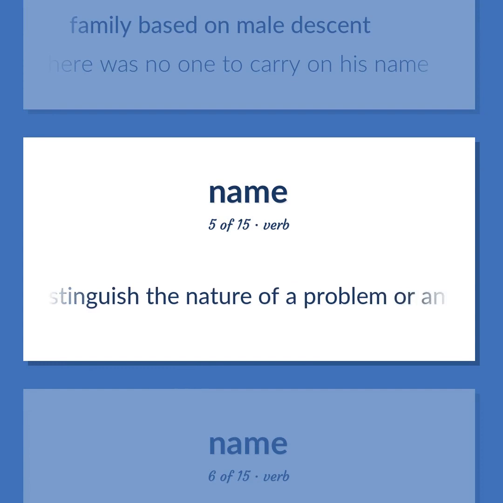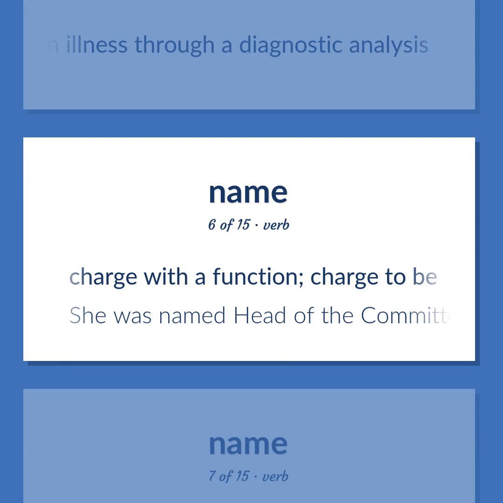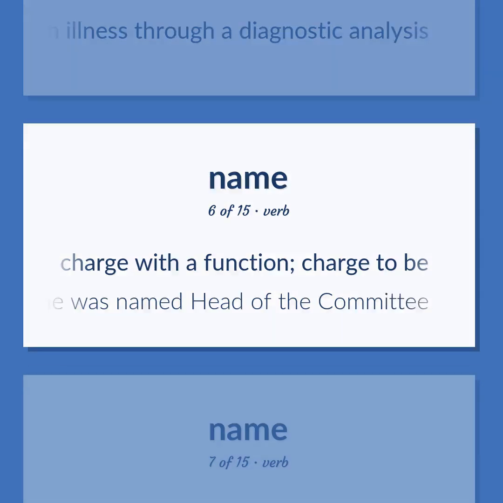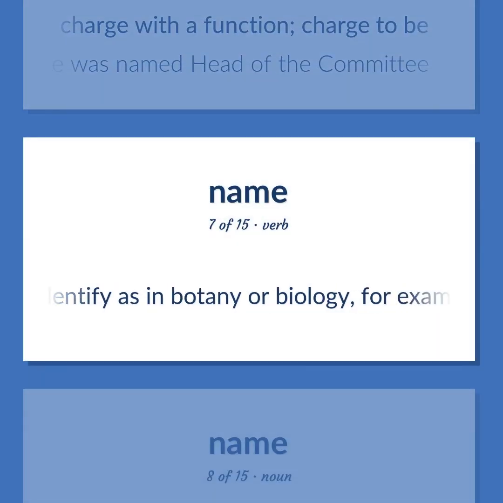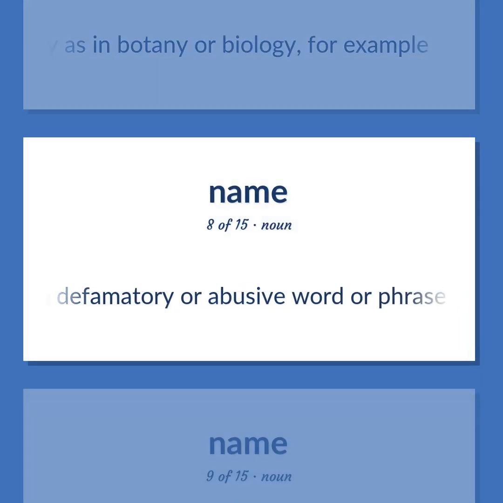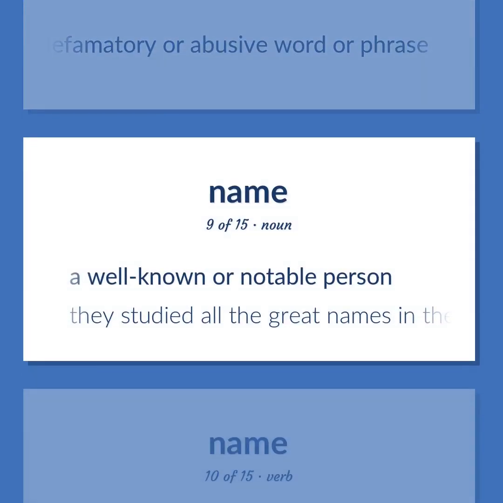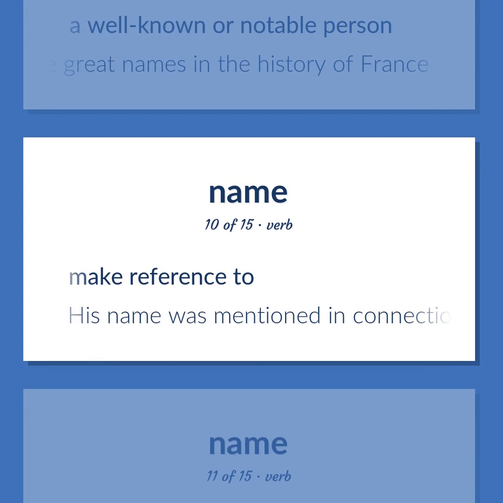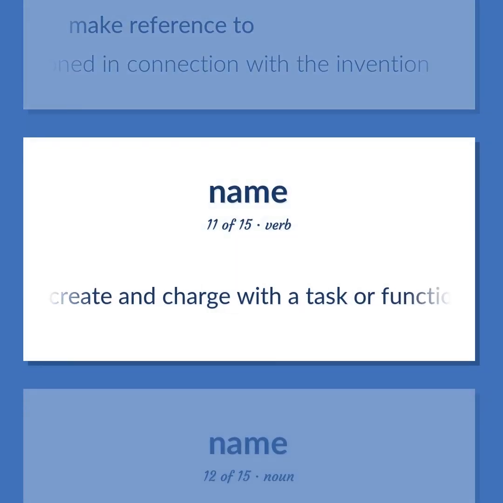Determine or distinguish the nature of a problem or an illness through a diagnostic analysis. Charge with a function. Charge to be. She was named head of the committee. Identify as in botany or biology, for example. A defamatory or abusive word or phrase. A well-known or notable person. They studied all the great names in the history of France. Make reference to. His name was mentioned in connection with the invention. Create and charge with a task or function.